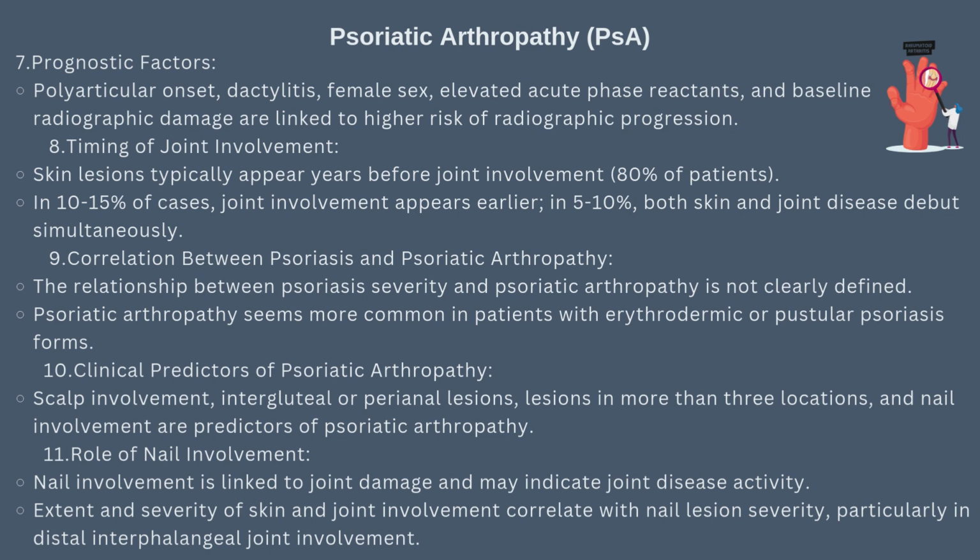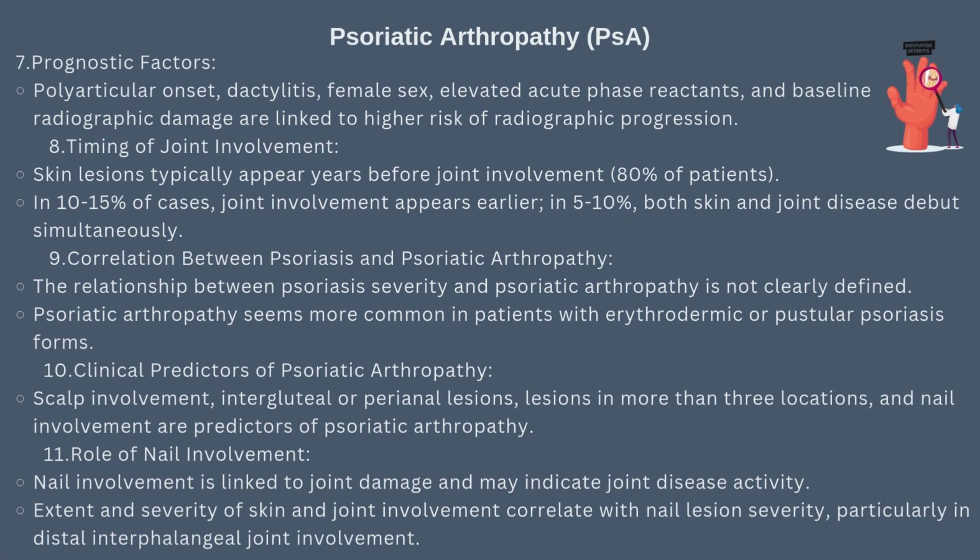Skin lesions typically appear years before joint involvement, in 80% of patients. In 10 to 15% of cases, joint involvement appears earlier. In 5 to 10%, both skin and joint disease debut simultaneously. Correlation between psoriasis and psoriatic arthropathy: the relationship between psoriasis severity and psoriatic arthropathy is not clearly defined. Psoriatic arthropathy seems more common in patients with erythrodermic or pustular psoriasis forms.